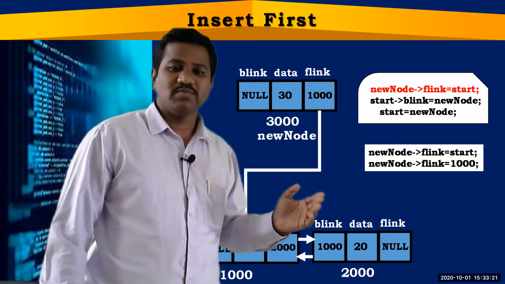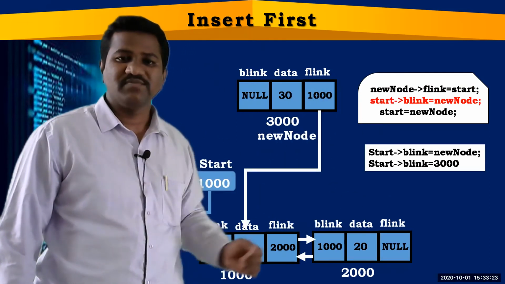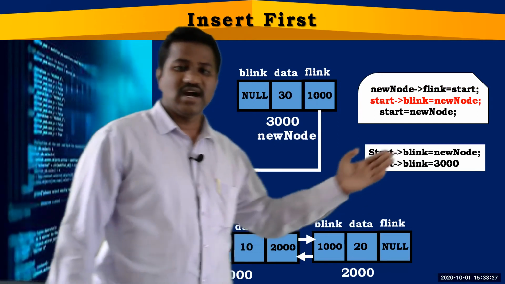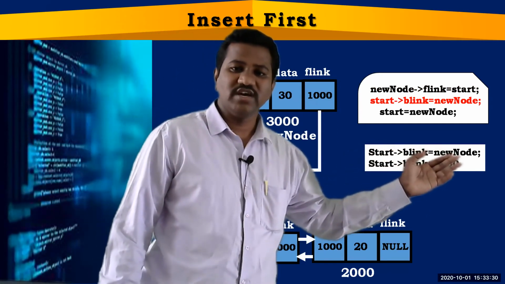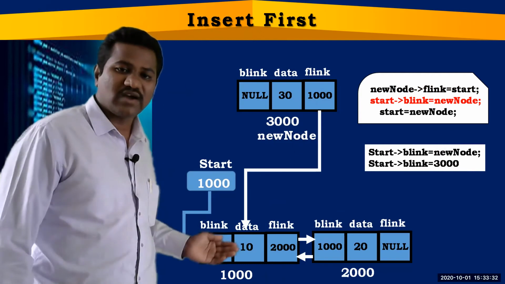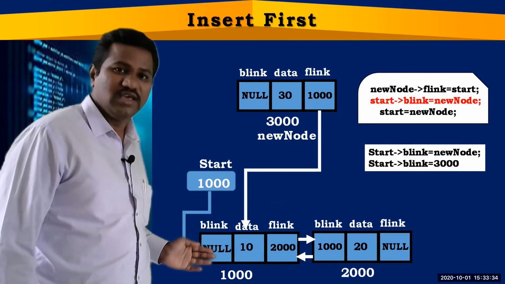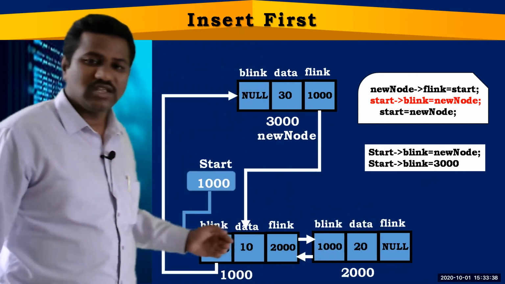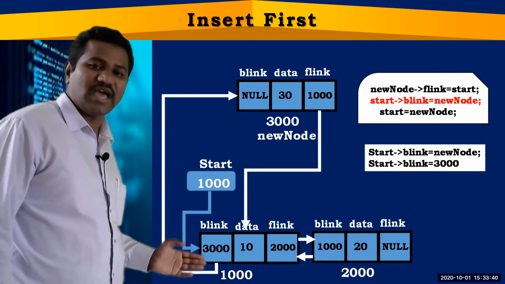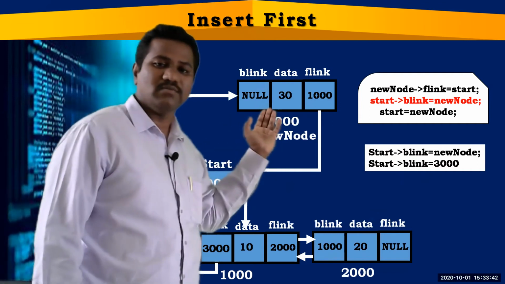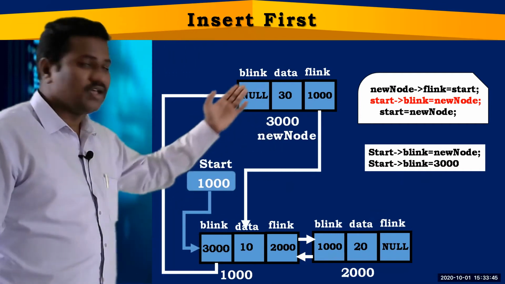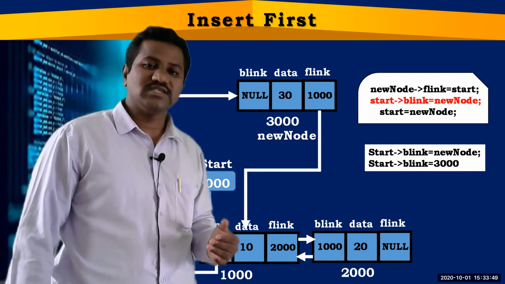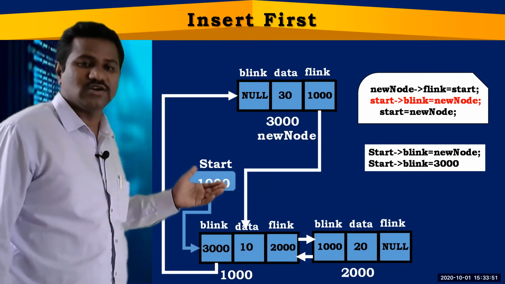Now we need to establish a backward link from the 1000 node to the 3000 node. For that purpose, we go with the second instruction: start backward link is assigned with new node. Here new node is 3000. Start backward link is null actually, and this null is replaced with 3000. That means in the place of the B link, we'll have 3000, so that there will be a link from the 1000 node to the 3000 node.